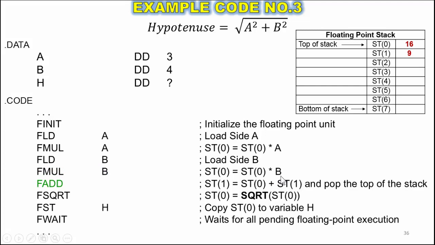The next command, fadd, with no arguments, adds the value of the top of the floating point stack at register ST at index 0 to the value of the next slot underneath at register ST at index 1.